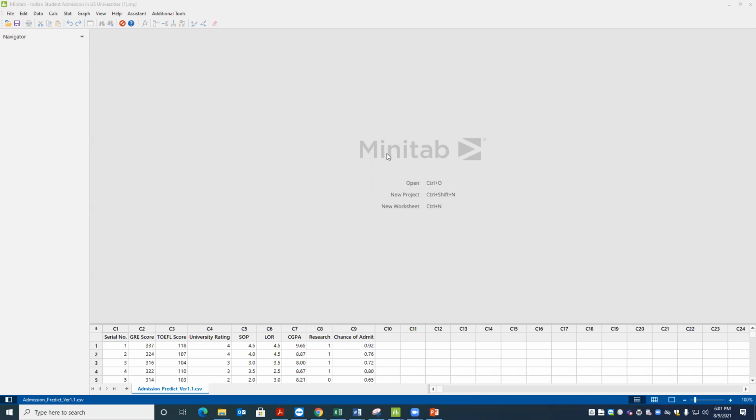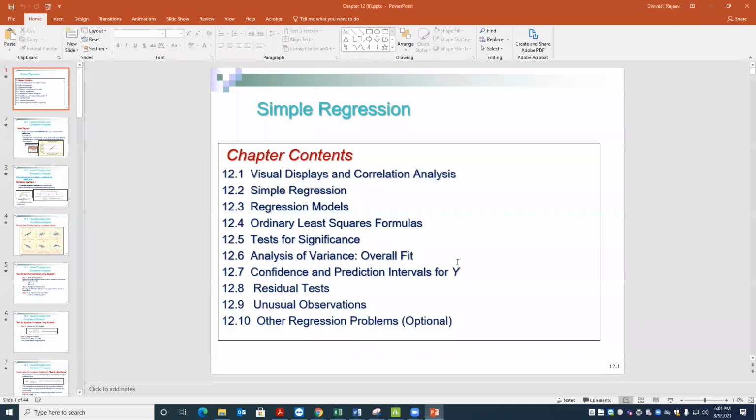Today, I will not take more than 20-25 minutes, maybe 30 minutes maximum. So this is module number 6, and we are going to talk about regression analysis. And this is simple regression. Hope you can see my screen.